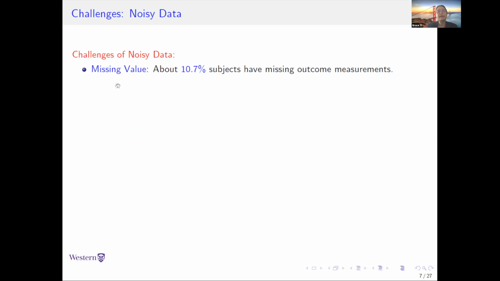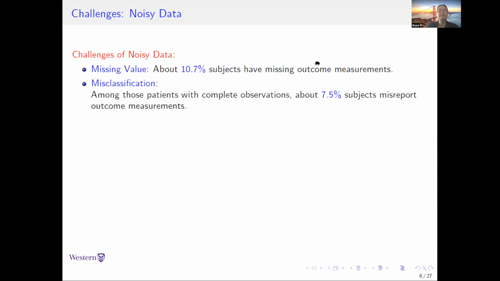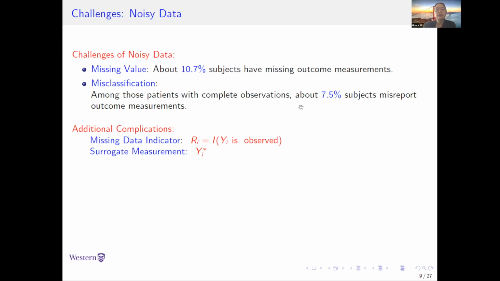But in this motivating example, there are two typical challenges. We have missing observations: about 10% of subjects have missing outcome information. And for those subjects with complete outcome observations, about 7.5% would misreport their outcome status. To feature those two challenges, we introduce two additional notations, Ri and Yi star. Ri represents a missing data indicator, and Yi star represents the reported outcome variable, which could be different from Yi.